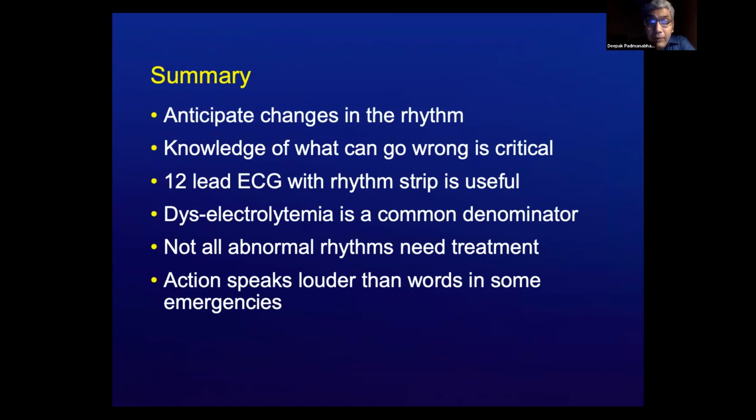In summary, therefore, for management of arrhythmias in the ICU, we need to anticipate the changes in the rhythm. We need to have a knowledge of what can go wrong. You have to have a 12-lead ECG with a rhythm strip to diagnose what's the abnormality. Ruling out dyselectrolytemia as a cause for abnormal rhythm is a common denominator. Not all abnormal rhythms in the ICU need treatment. Masterly inactivity is a very important possibility in the ICU. And finally, action speaks louder than words in some emergencies in the ICU. Thank you everyone for a patient hearing.